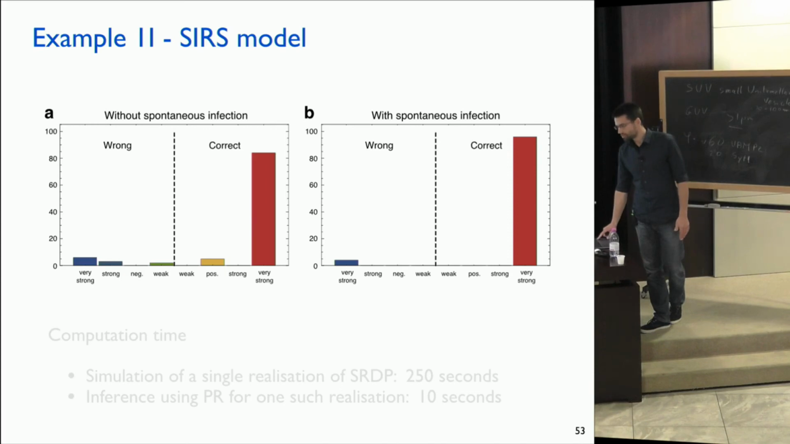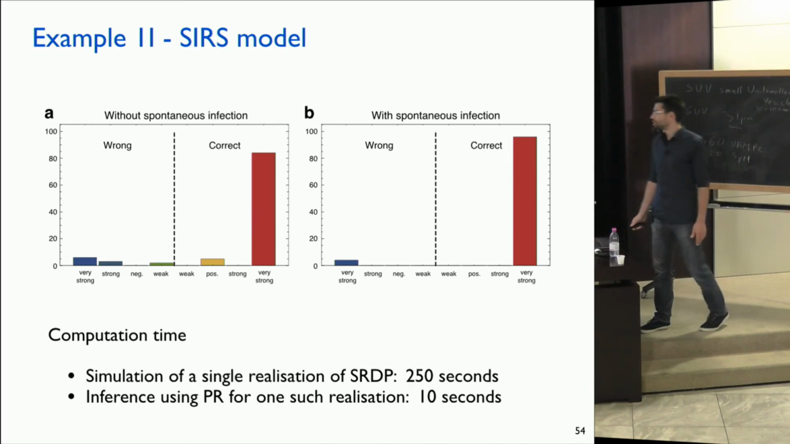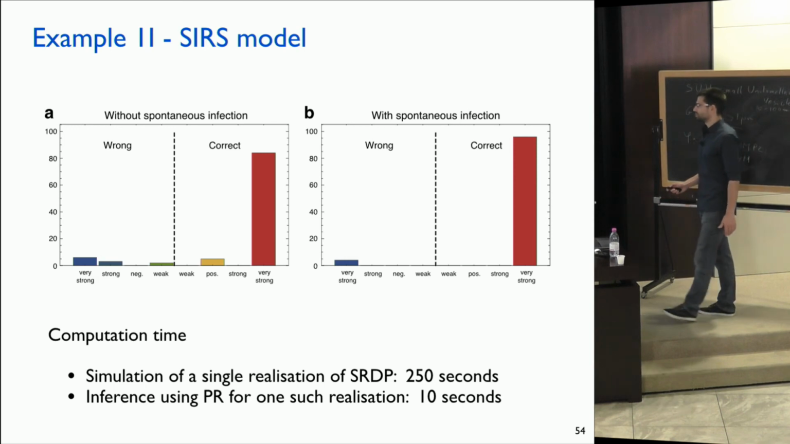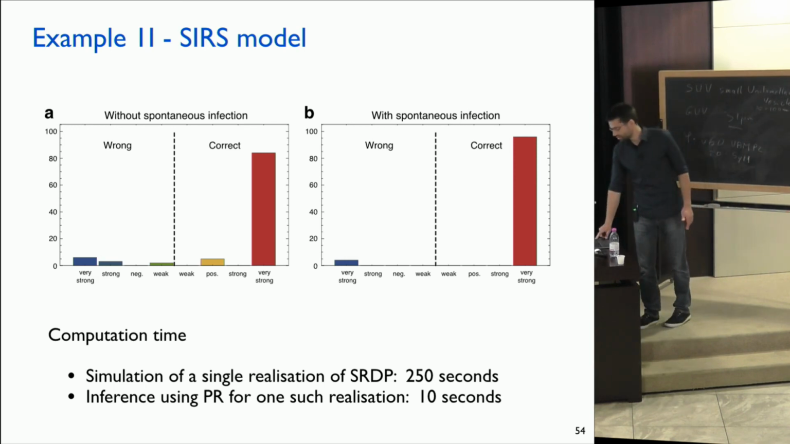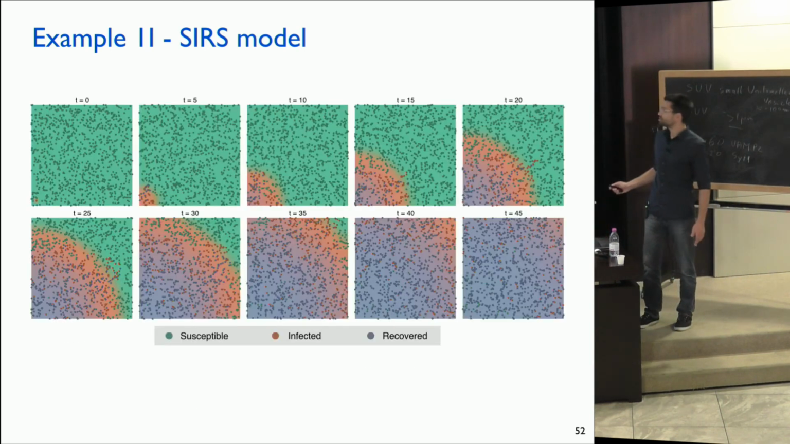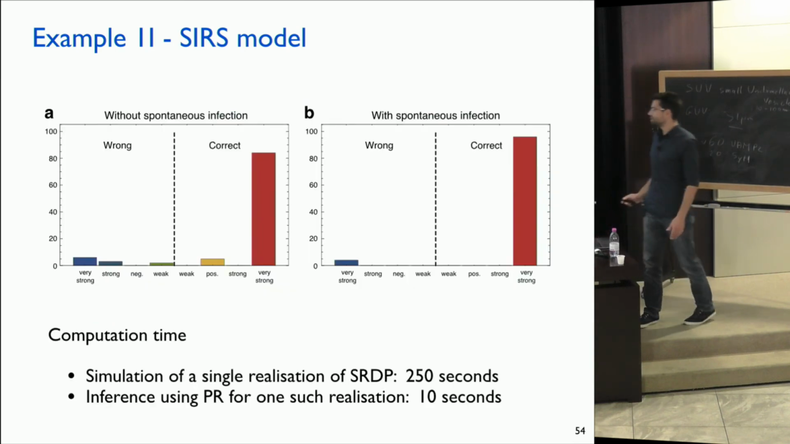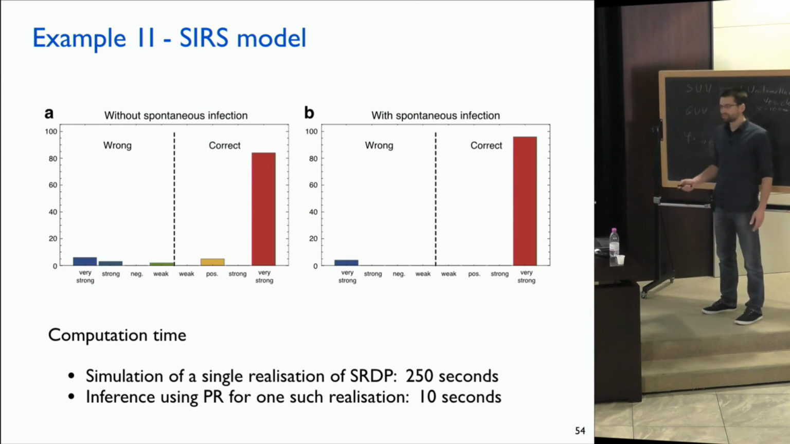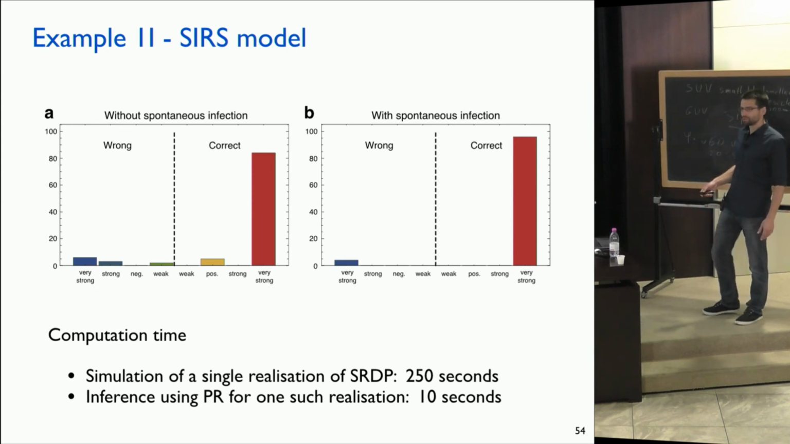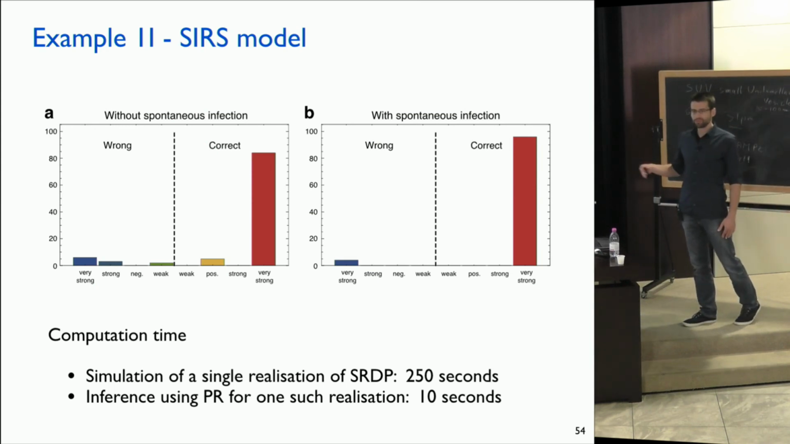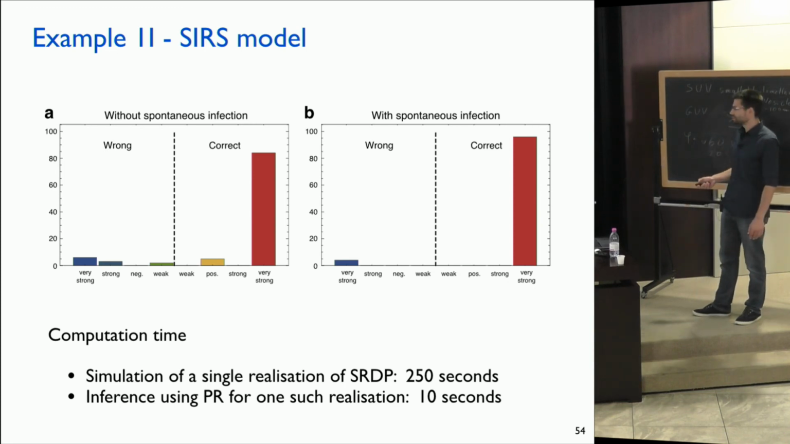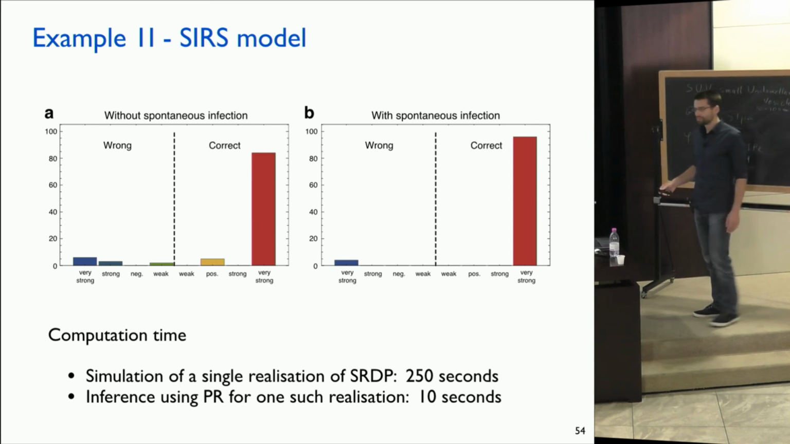And for this system, the computation time is quite interesting to look at. While a single realization of the reaction diffusion process, so a single simulation to generate the data, took 250 seconds, the whole inference procedure using our method, so optimizing the likelihood in this case with respect to 4 or 5 parameters, took only 10 seconds.